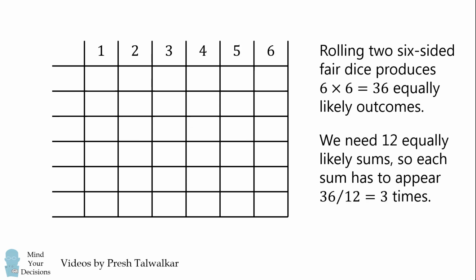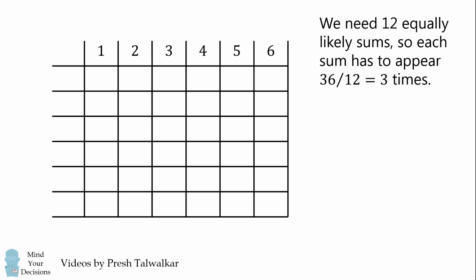We need these 36 sums to be divided into 12 equally likely sums because we need the numbers 1 through 12 to occur with equal chance. So each sum has to appear 36 divided by 12, which equals 3 times. We need 3 entries of 12, 3 entries of 11, and so on, all the way to 3 entries of 1.